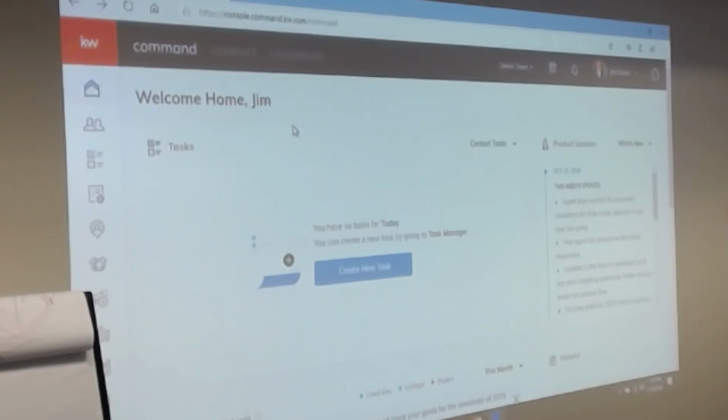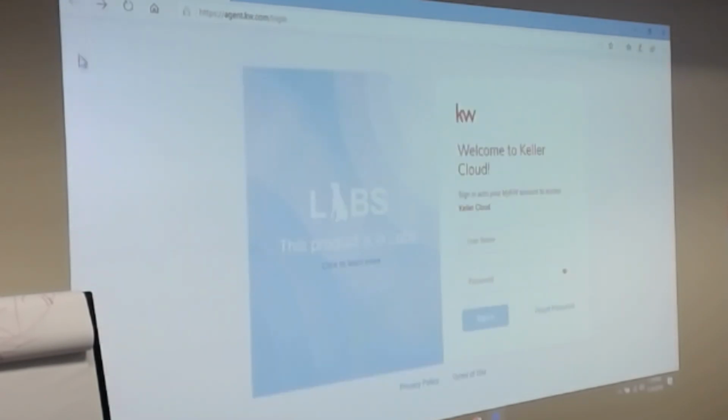So we all get this new Command login. Are you guys going into agent.kw.com yet? I hadn't been either, but it's going from my KW. What was it? My KW, kw.kw.com. We're not supposed to go there anymore? Well, you can still go there, but I think they're trying. Command is that you go into agent.kw.com. That's where you can sign into Command.